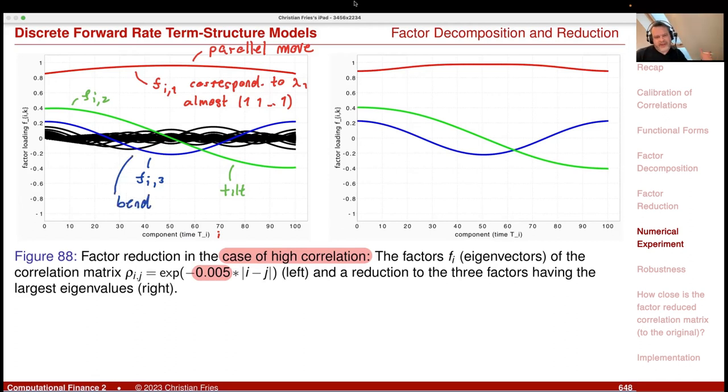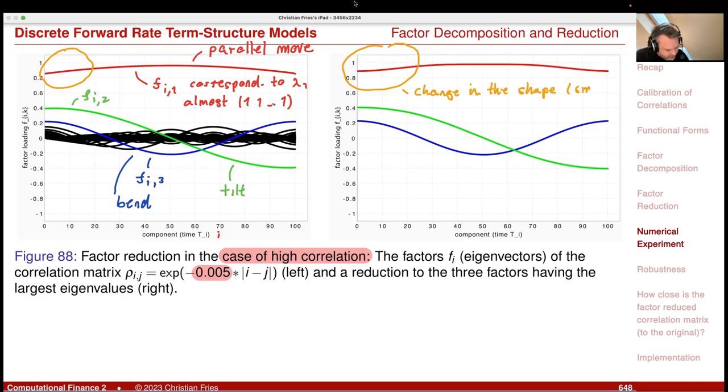So maybe you also find these three under the names level, tilt or slope, and curvature or bending. Level, slope, and curvature are common names for these three guys. Now we throw away all the blue noise, the factors that have low amplitude. And what you observe is that there is a small change in the shape. So if you look here, you see there is a small change in the shape.